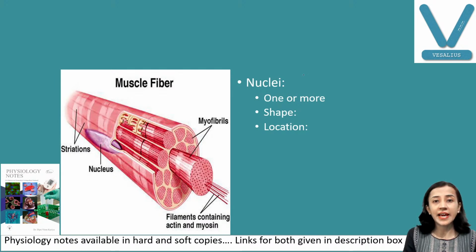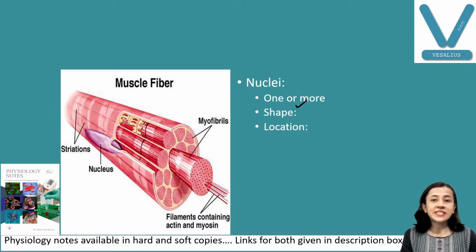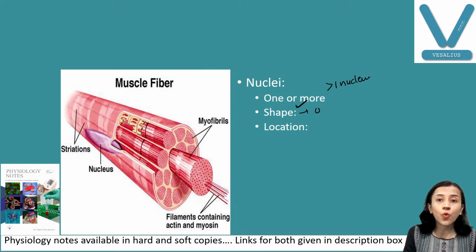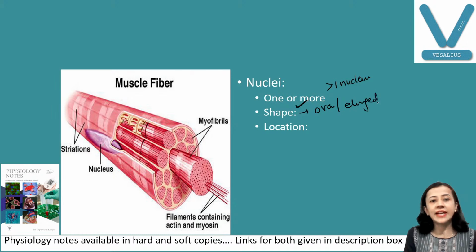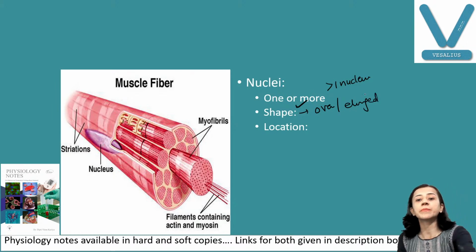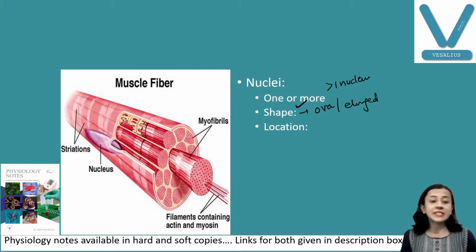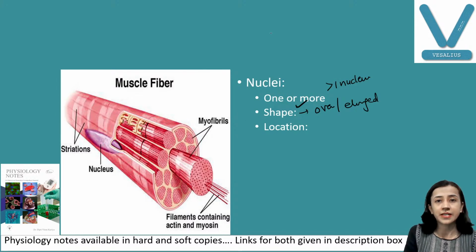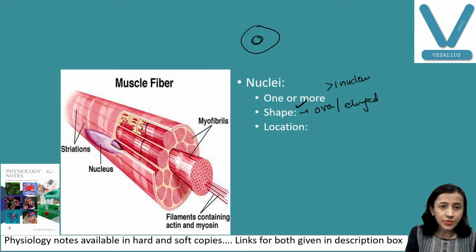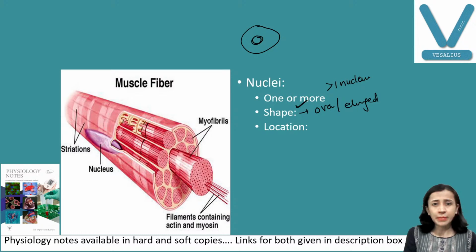Skeletal muscle cell has one or more nuclei. It is the only cell which has more than one nucleus. The shape of the nucleus is either oval or elongated, and it is located just beneath the sarcolemma. It is not in the center like other cells. Other cells have the nucleus in the center, but here you can see the nucleus just below the cell membrane.